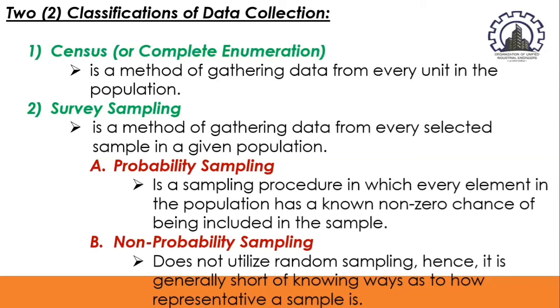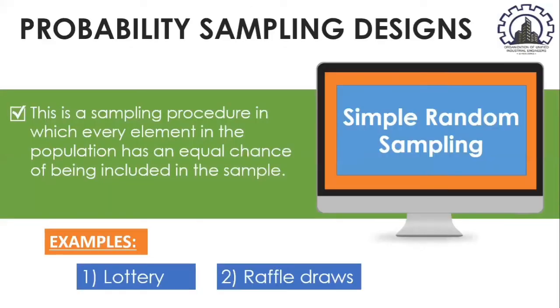Now, let us provide some examples under probability sampling. The following are some common probability sampling designs. First, we have simple random sampling. This is a sampling procedure in which every element in the population has an equal chance of being included in the sample. Here, we select n units out of the N units in the population, the selection of which is through lottery, raffle, or the use of random numbers.